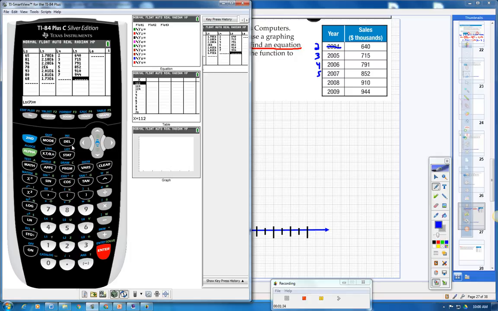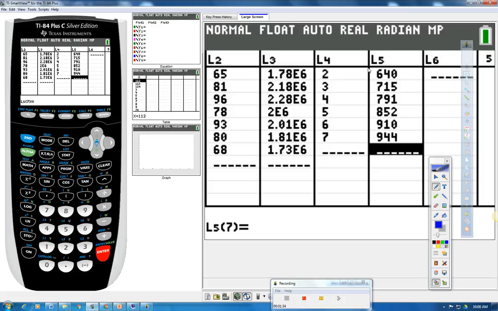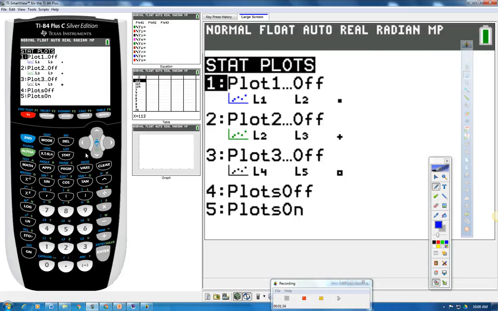After I have this information entered, I can look at it very quickly by making sure my plots are on. I also need to make sure that I'm using L4 and L5. I do that by hitting second, y equals. Upon a quick observation, I notice my plot 1 is off, plot 2 is off, and plot 3 is off. I do notice that plot 3 is using L4 and L5 already.